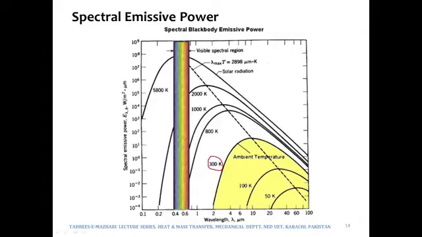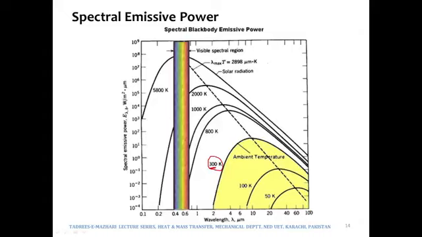See, if there is an object at 27 degrees Celsius, at 300 Kelvin, what radiations does it emit? It emits the radiations that have got wavelengths from 2 micrometers to 4, 10, 20, 40, 60 and 100 micrometers.